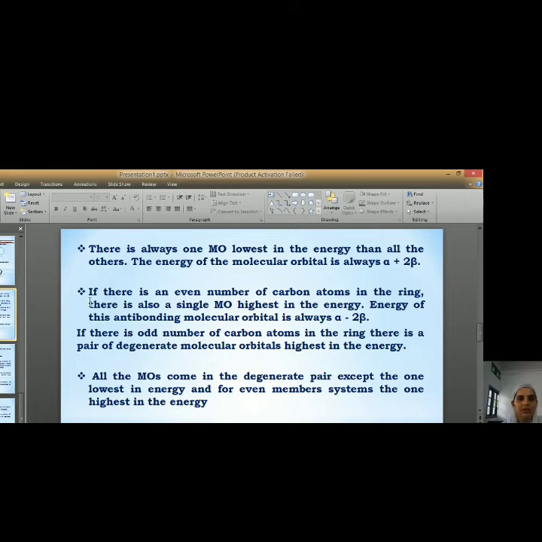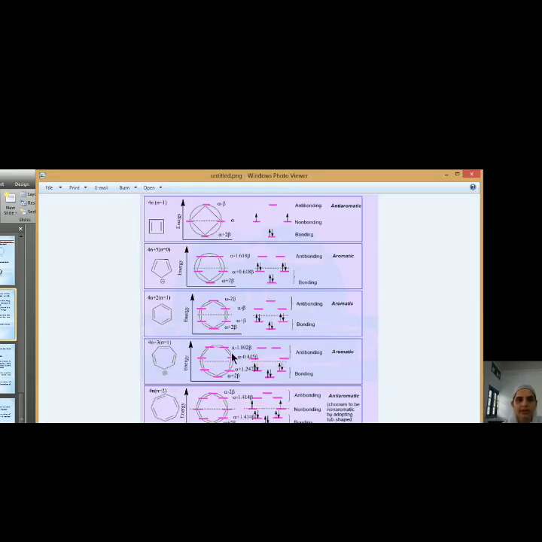Then another generalization: if there is an even number of carbon atoms in the system, that is 4n plus 2 and 4n system, there is also a single MO highest in energy and its energy is alpha minus 2 beta. So as we can see, this is the 4n plus 2 system, and this one is the 4n system. In these cases, we have one MO highest in energy whose energy is alpha minus 2 beta.